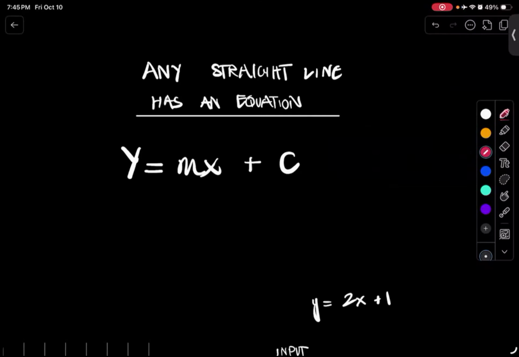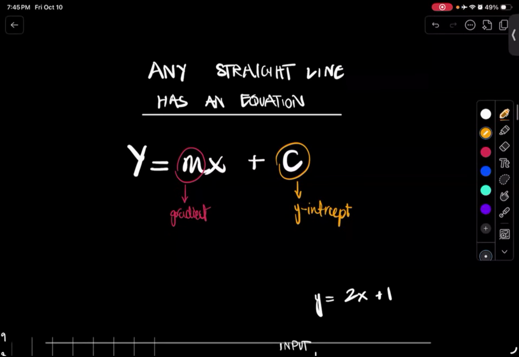So this m is what we call the gradient. This c is what we call the y-intercept. We'll see how to use this line in just a bit, because it's really important. And x is basically what? This is my input, right? I'm going to press a certain input x, and I'm going to get a certain output y. This is my output, right? And this gradient will basically intensify the input.